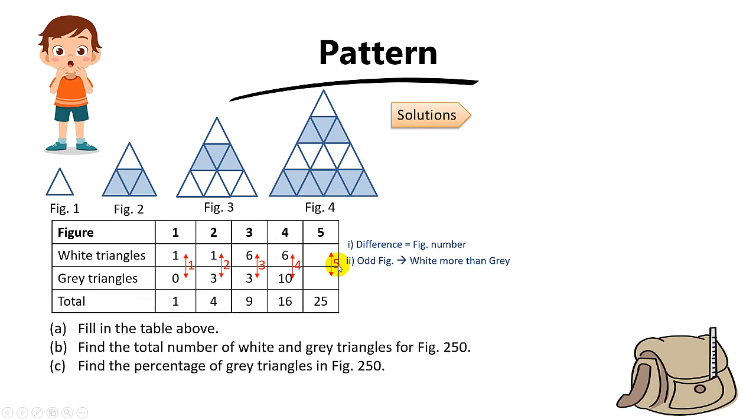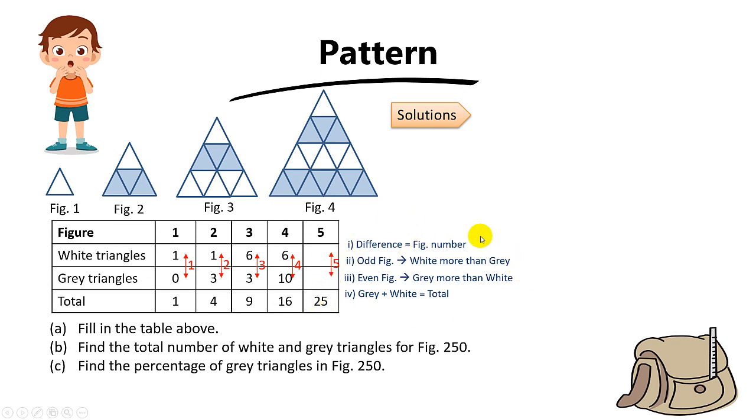Can you understand? On the other hand, if the figure is even, it means that the grey is actually more than the white triangles. And lastly, we know that the gray plus white equals the total. And the total triangles is basically the square of the figure numbers. Can you see? 1 times 1 gives you 1, 2 times 2 gives you 4, 3 times 3 gives you 9, 4 times 4 gives you 16, and 5 times 5 gives you 25.